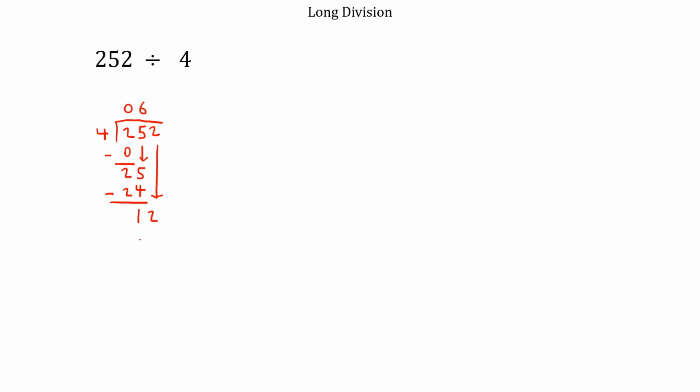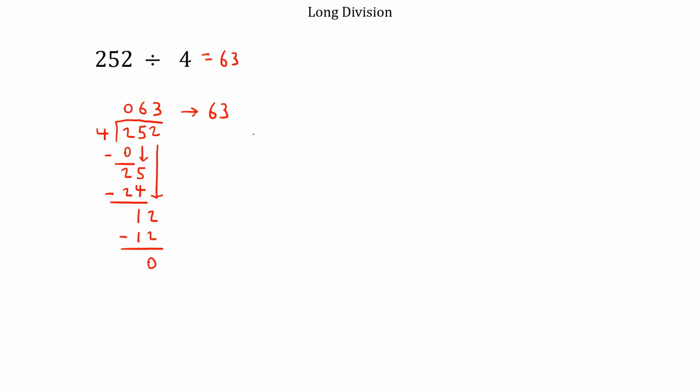Now how many times can 4 go into 12? I believe it can go into it 3 times. So now I write a 12 here, because 4 times 3 is 12. Now the remainder is 0, and we are finished. So our final answer is going to be 63. So 252 divided by 4 is 63.